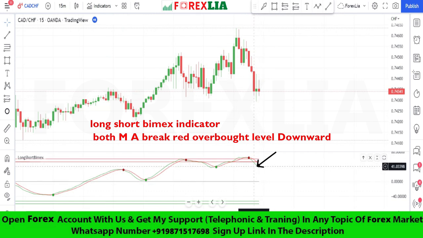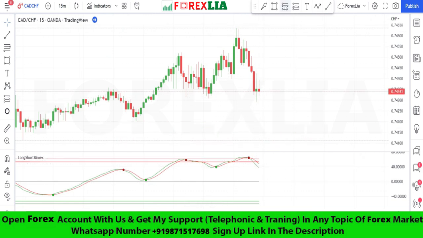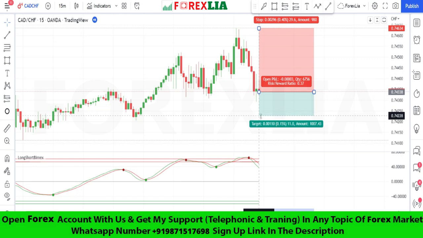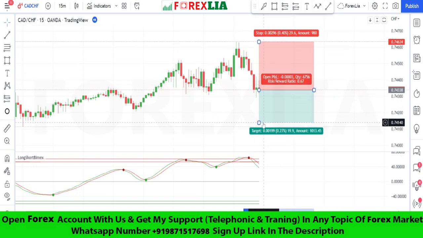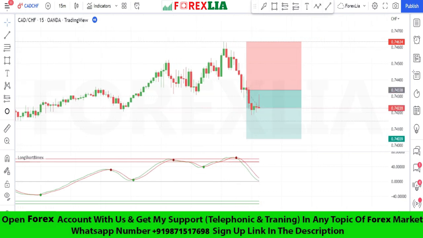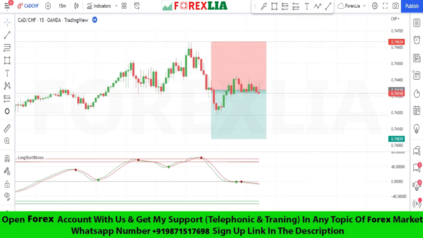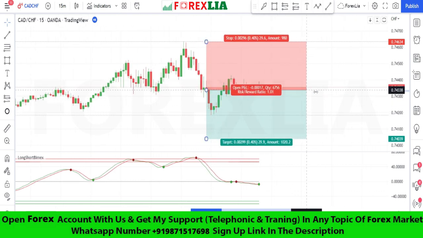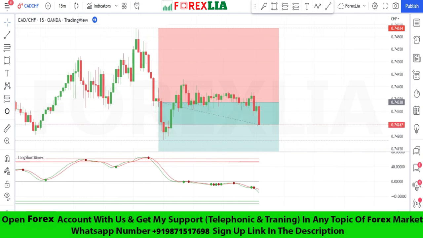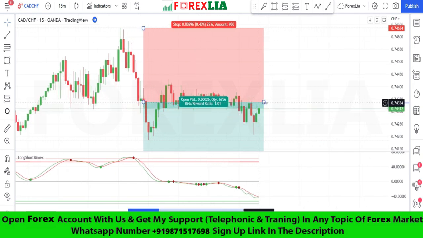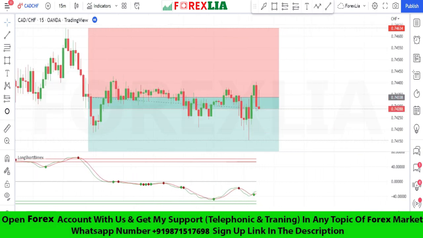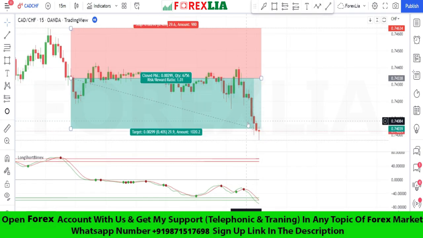Here is sell signal confirmation. We place sell trade here. Set stop loss previous high point. Set profit target 1:1. We won this trade.